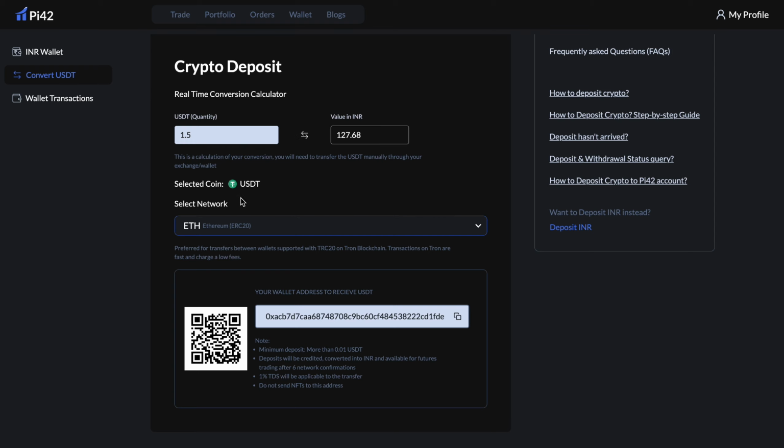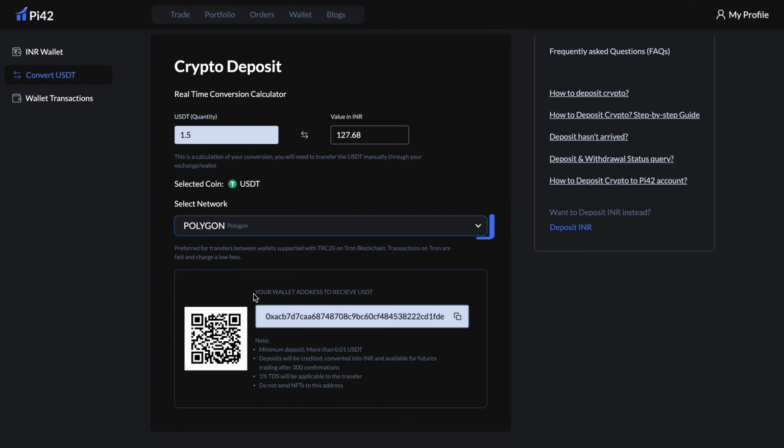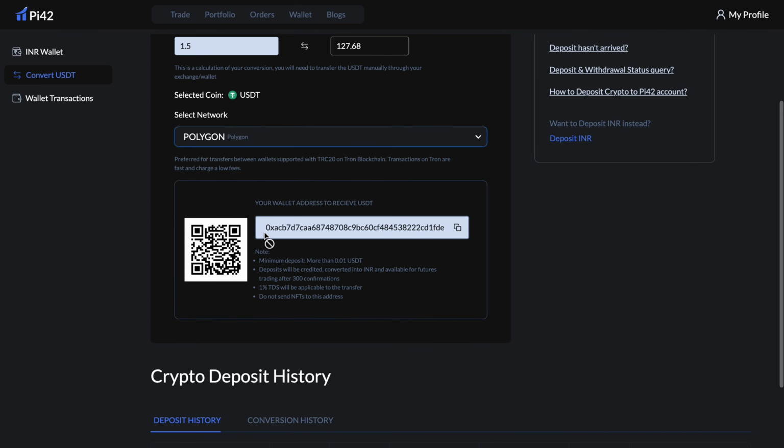The crucial network field represents the blockchain network over which you will send us USDT. Be it ERC20, TRC20, or BNB Smart Chain, we have got you covered. Upon selecting the network, a unique crypto wallet address is generated. This is your personalized deposit point on Pi42.